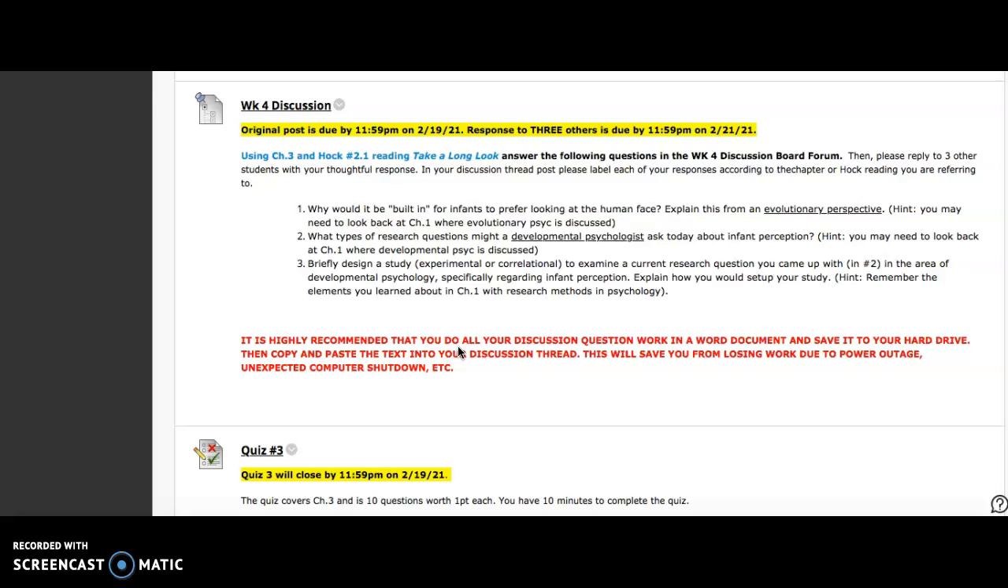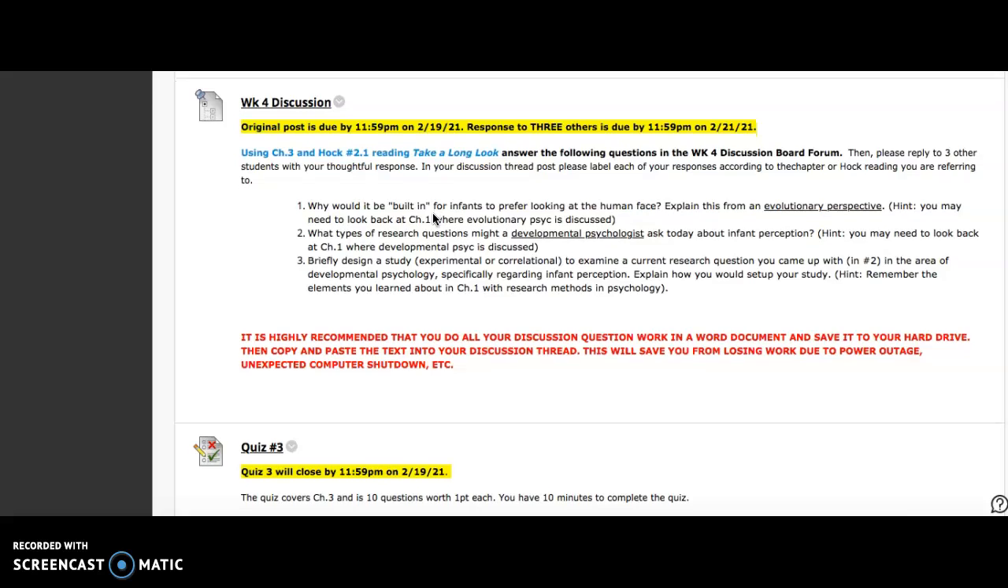Why do infants have that preferential looking pattern for the human face? And I want you to explain that from an evolutionary perspective. A big hint here is you may need to go back to chapter 1, where it discusses evolutionary psych and what it's all about and why it's important and why it's a key theme in psychology. Refamiliarize yourself with that if you need to, so that you can then answer why infants have this innate sense of wanting or being drawn to look at the human face.